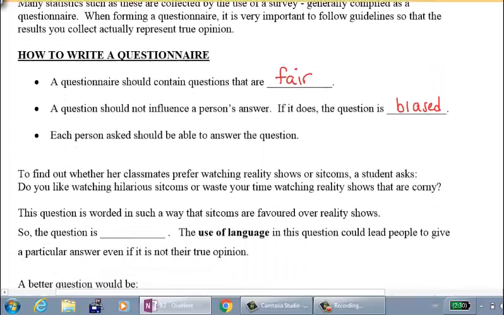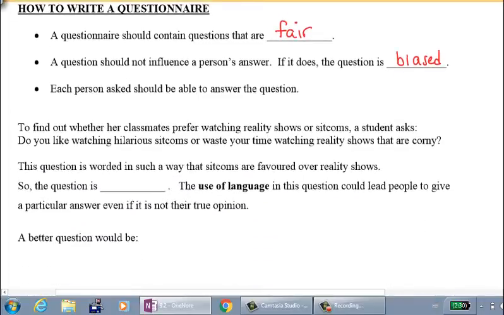So, for example, to find out whether your classmates prefer watching reality shows or sitcoms, a student might have asked this: do you like watching hilarious sitcoms, or do you waste your time watching reality shows that are corny? Well, what's the problem with this question? It is worded in such a way that sitcoms are viewed more favorably over reality shows. So, if you were to ask this question in a survey, I'd say it's biased. The use of language in this question could lead people to give a particular answer, even if it's not their true opinion, because they sense what you want them to say, and they might just say it anyways.